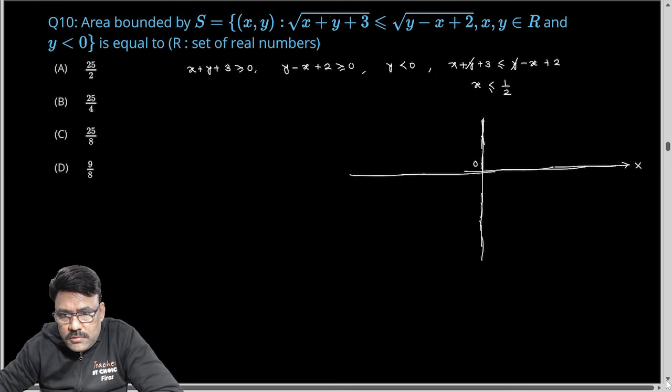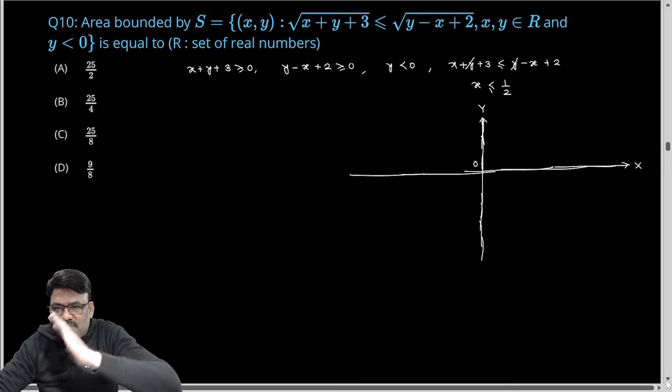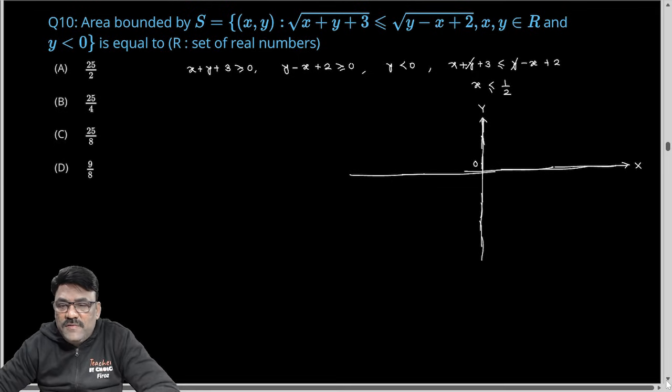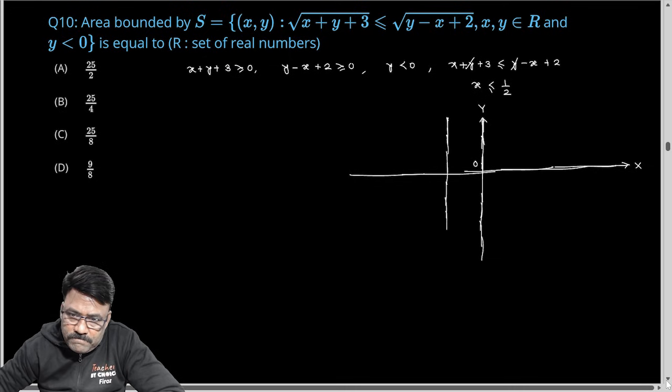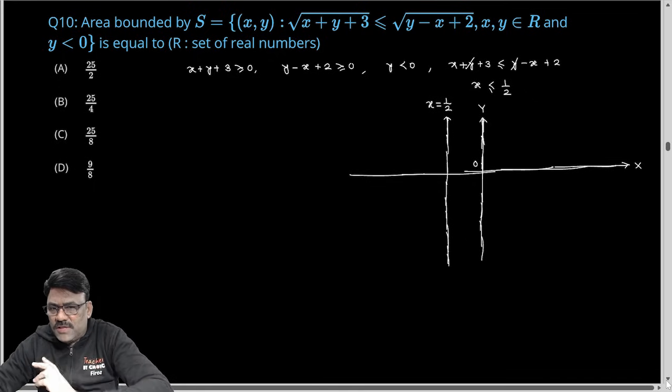X-axis, origin, y-axis. We have to take the area for y less than 0, meaning below the x-axis, and x less than or equal to half. x is equal to half is a vertical line. So let's say this line is x is equal to half. This is a vertical line. You have to take the area on the left side of this vertical line, x less than or equal to half.